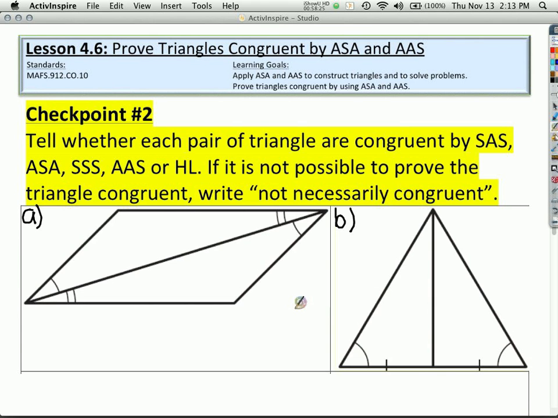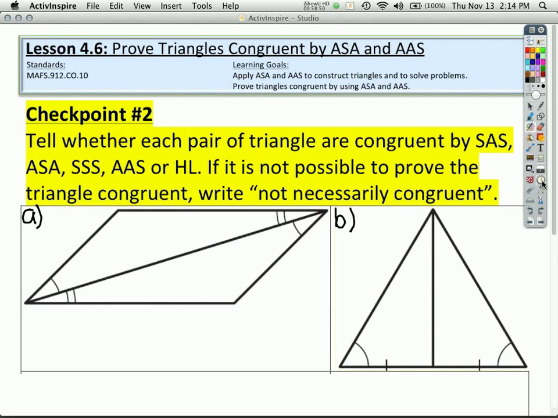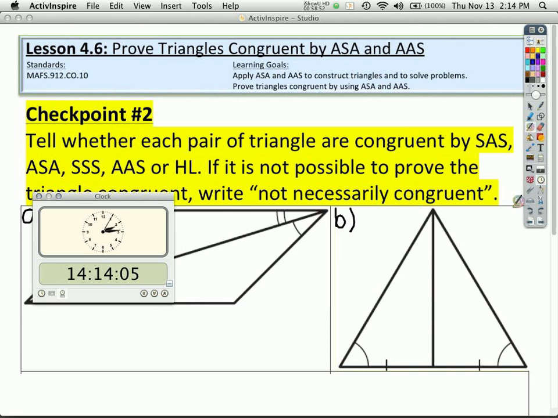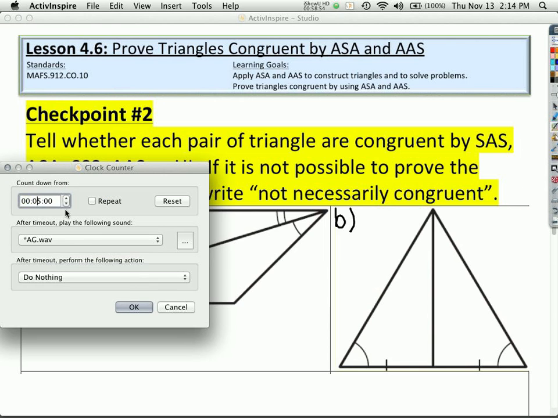So, I first want you to say yes or no, and if you say yes, tell me which of these you can use to prove it congruent. If you say no, then you write not necessarily congruent. Okay? So you've got 2 different diagrams, 2 different problems you need to do. You've got 4 minutes on the clock, that's 2 minutes per. More than enough time.